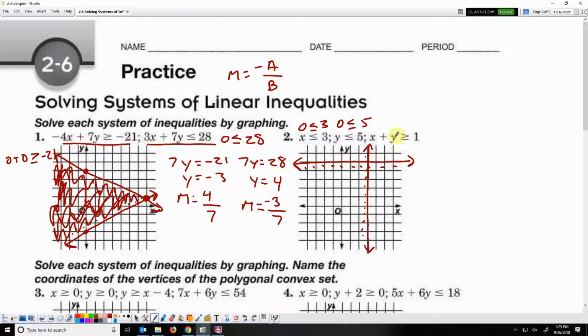Then x plus y is 1. So this one might be simple just to put into slope-intercept form. I'll move that x over. Y is greater than or equal to negative x plus 1. So I've got a y-intercept of 1 and a slope of negative 1, so down 1 and right 1. And I'm going to do that as many times as I can fit on the graph, and up and left keeps that same pattern going.